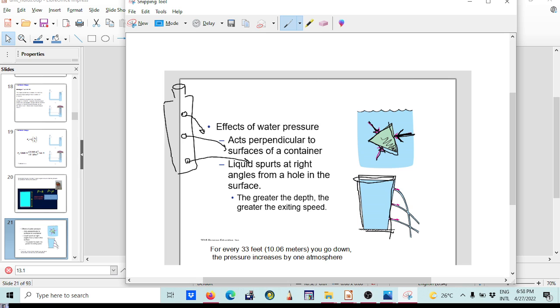And you see that the liquid is going to move in this direction, so it's always at right angle compared to the hole here. It's going to be always pushed out at right angle. And you see that the pressure here is larger because the height here is bigger.